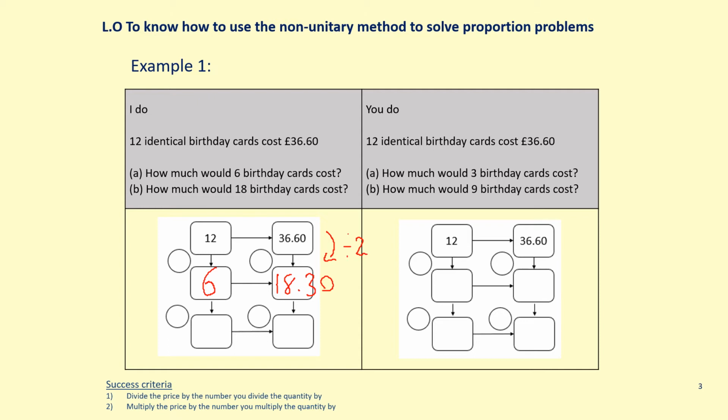Now, question B says, how much would 18 birthday cards cost? So we've worked out the price of 6. We can now multiply that by 3 because 18 is 6 times 3. So 3 times the amount of birthday cards are going to cost 3 times the price. So 3 times £18.30 tells us that 18 birthday cards are going to cost £54.90. Okay? So please copy that one down and then pause the video while you have a go at the you do.